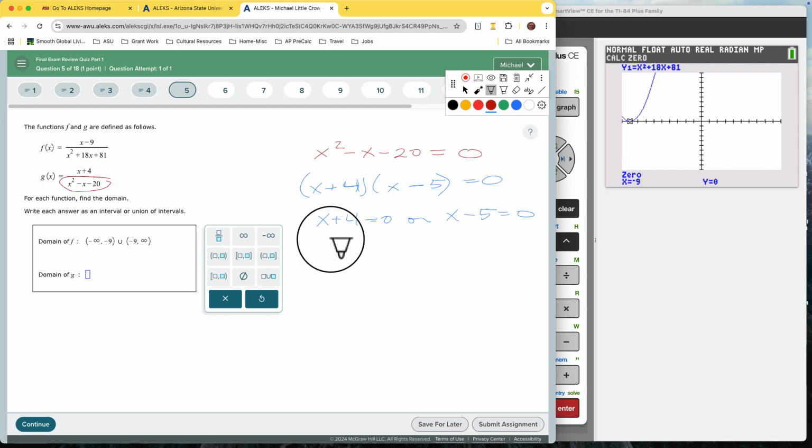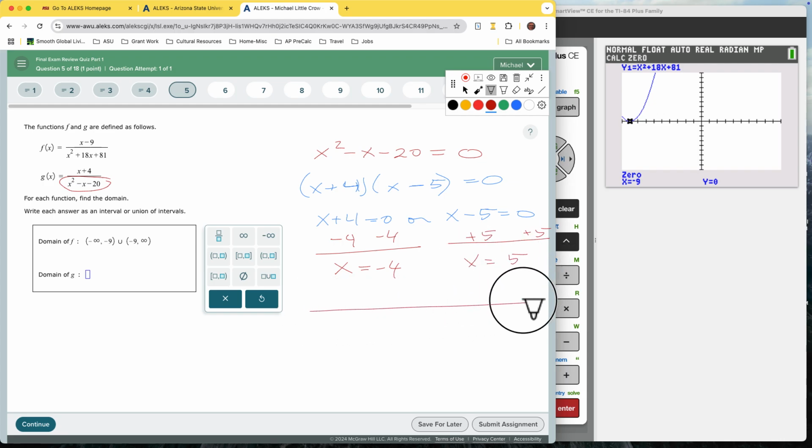And we solve these for x, so we're subtracting 4. You notice you always get the opposite answer from the factor. And here we add 5 to both sides. You get x equals positive 5.